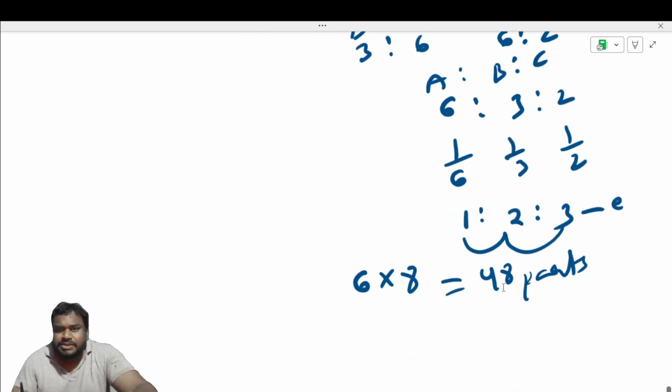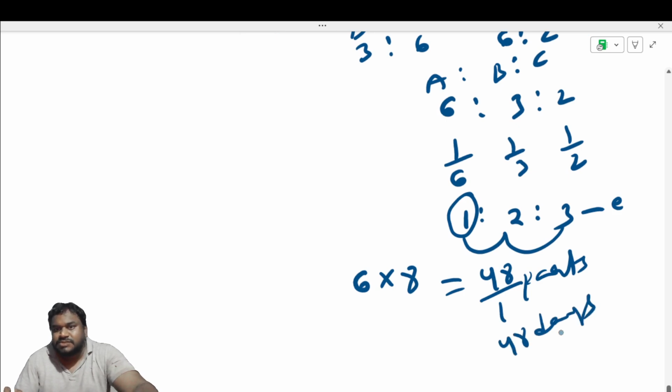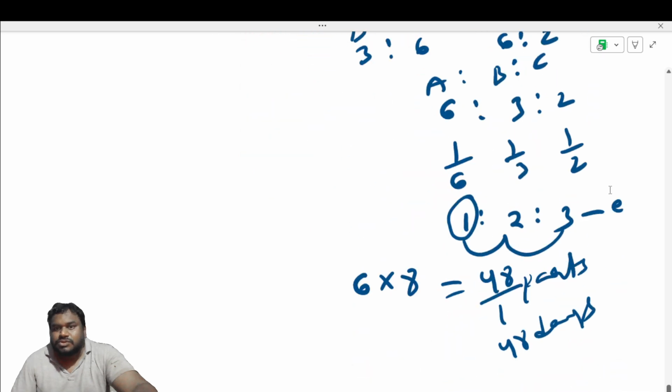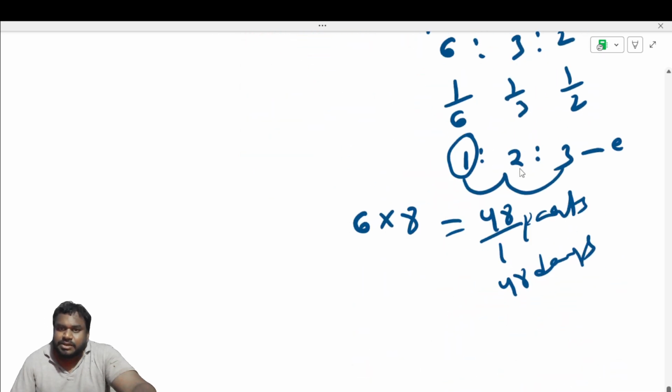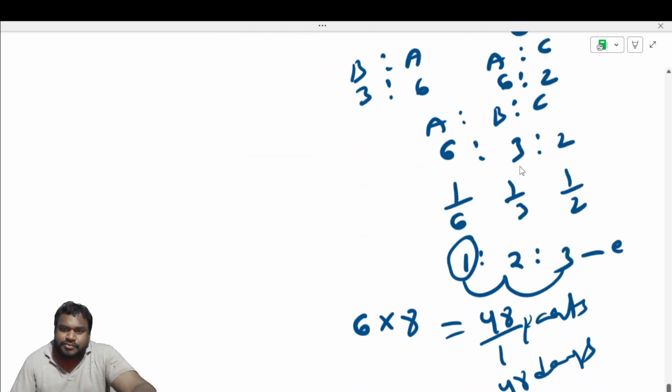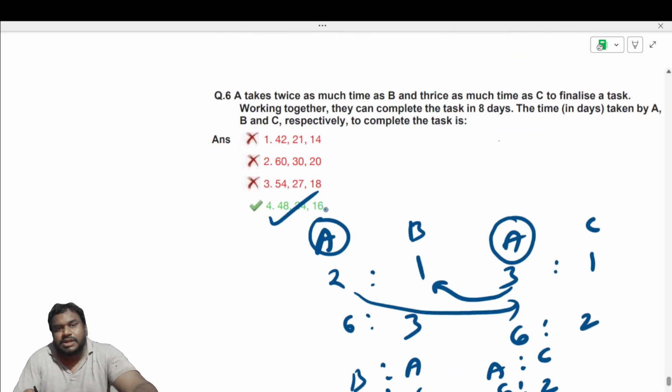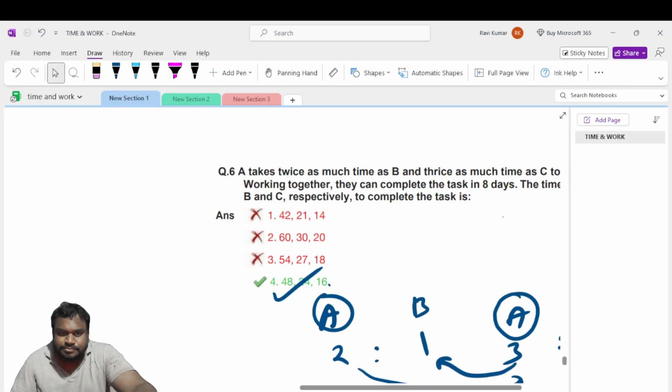So 48 divided by A's efficiency, which is 1. 48 by 1 is 48 days. So first one is 48. So A can finish in 48 days. Which option is there? So directly you can put, you don't have to calculate, you can verify if you want. So for B, 48 divided by 3, 24. For C, 48 divided by 3, 16. So 48, 24 and 16 is the answer. So like that you can finish.